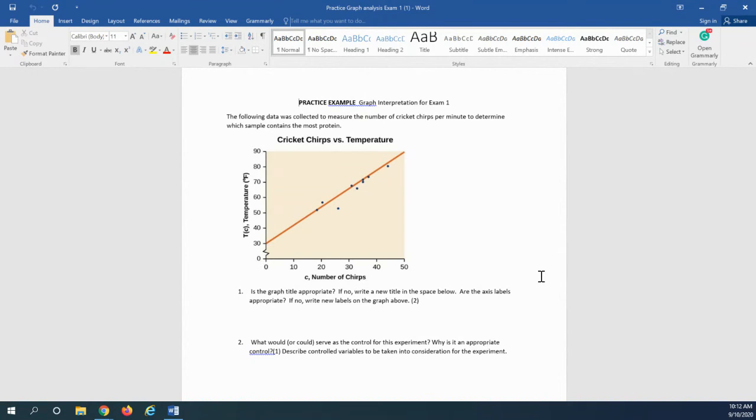And then we'll want to take a look at the axis labels to make sure that we do have labels there and that we have any units of measure. So instead of just chirps down here at the bottom, I say number of chirps. And then up here at the temperature, we make sure that it's designated the unit of measure, and this is in Fahrenheit instead of Celsius.